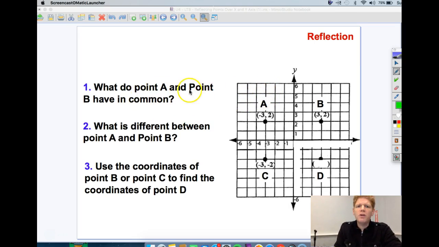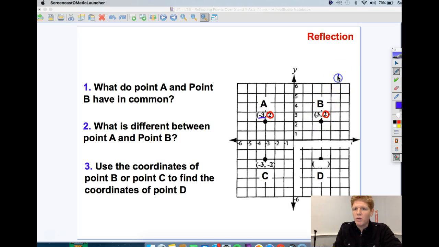The first question is, what do point A and point B have in common? Here's point A and here's point B. Well, if we look at their coordinates, it looks like their y-coordinates are the same. The y-coordinate for A is 2 and the y-coordinate for B is also 2. What is different between the two is their x-coordinate. Their x-coordinates are different. A has a -3 and B has a +3.